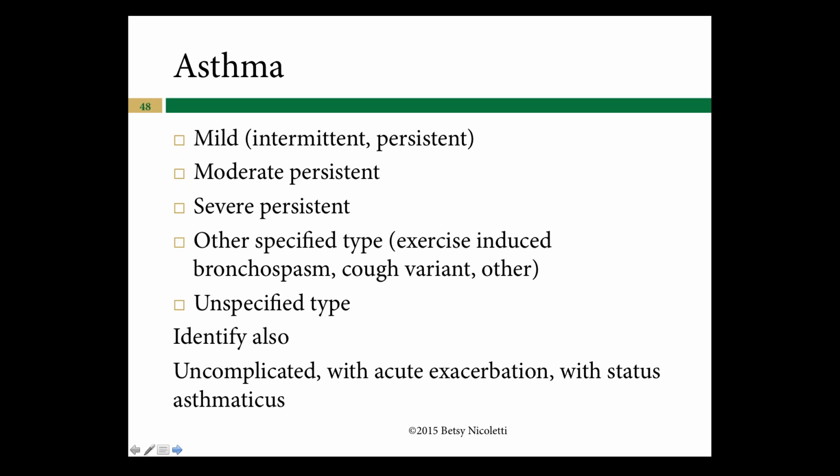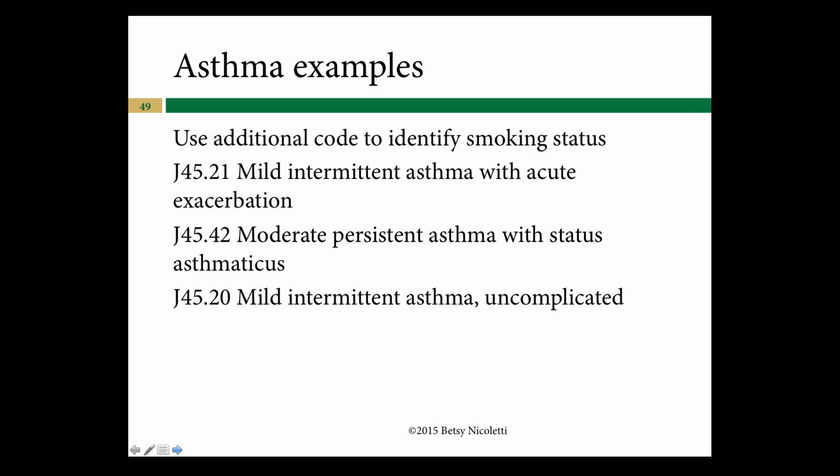Asthmaticus, there. So here are a couple of examples, and it would tell us to use an additional code to identify the status. So this is J45.21, mild intermittent asthma with an acute exacerbation, J45.42, moderate persistent asthma with status asthmaticus, and J45.20, mild intermittent asthma uncomplicated.